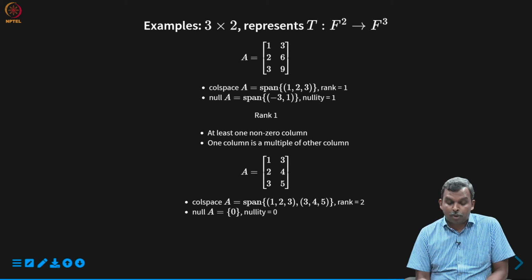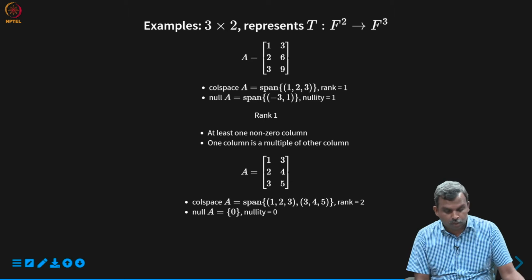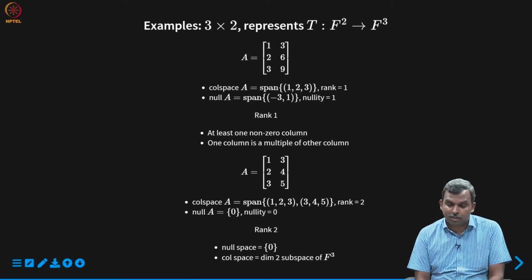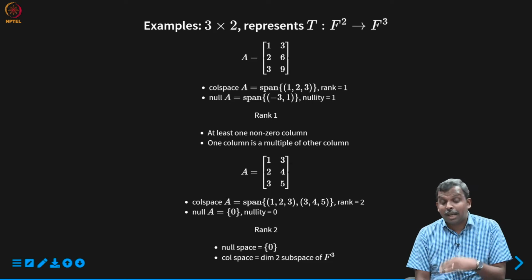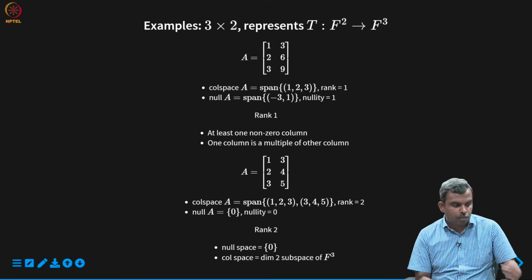So here is an example of a rank 2 case, columns (1, 2, 3) and (3, 4, 5). You can see clearly it's not a multiple, so it's rank 2. The span is dimension 2, and so nullity becomes 0. So the null space is just the 0 vector. So in general, rank 2 for the 3 by 2 case will work like that. The null space will be 0, and the column space will be a dimension 2 subspace of F3. I can't say which one, since there are so many dimension 2 subspaces. So this is the picture for a tall matrix.